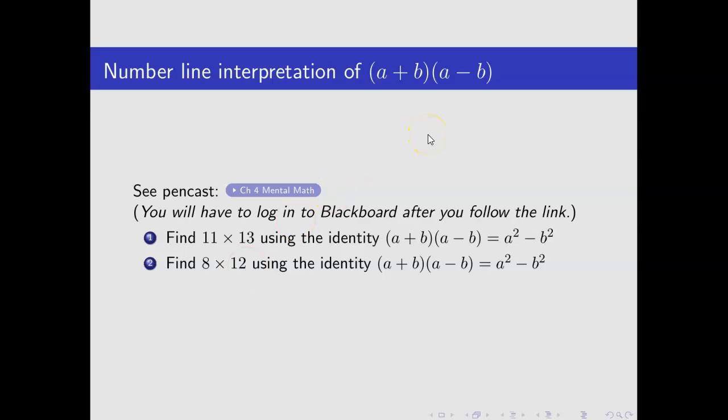All right, a number line interpretation for this identity a plus b times a minus b, which allows us to do some mental math with it. I did this one with a pen cast. We'll see how you like it. I'm not sure it was quite as good as the videos.